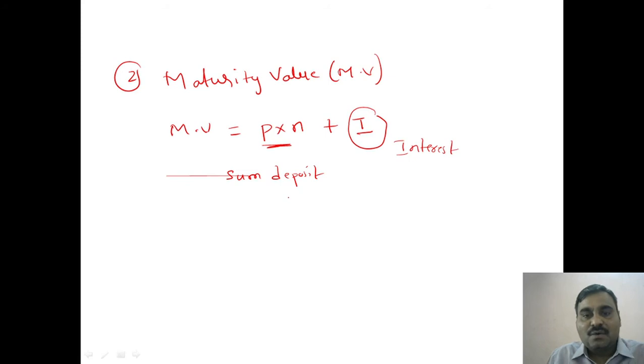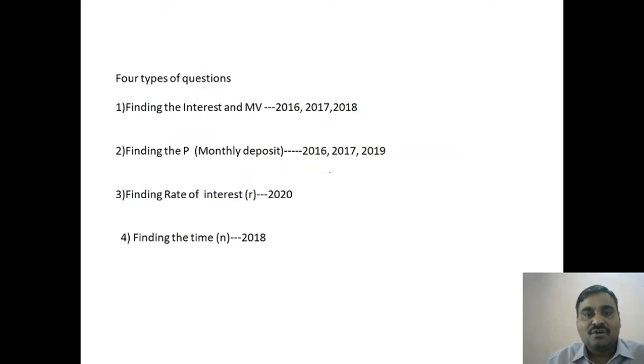Now let us see what type of questions will be asked in this chapter. There are 4 types of questions that will be asked in this chapter. Now you can see the screen. The first type of question is finding the interest and maturity value, and this type of question was asked in 2016, 17 and 18. So in these 3 years the question of finding the maturity value was asked. So you can understand the importance of maturity value.